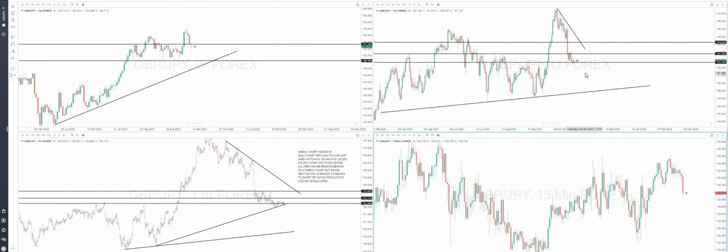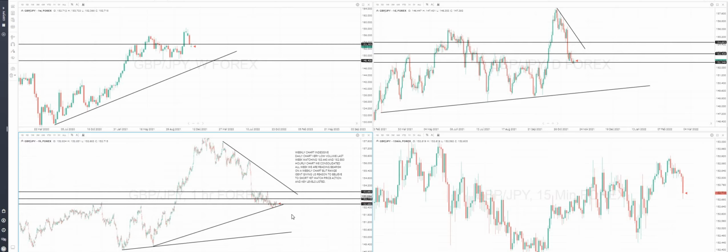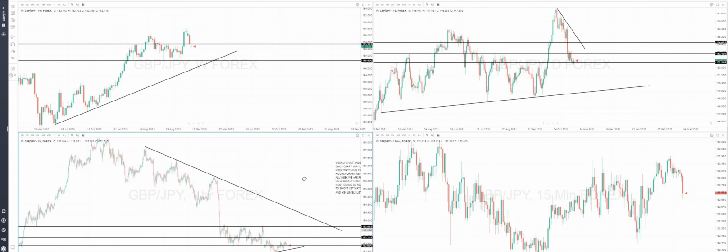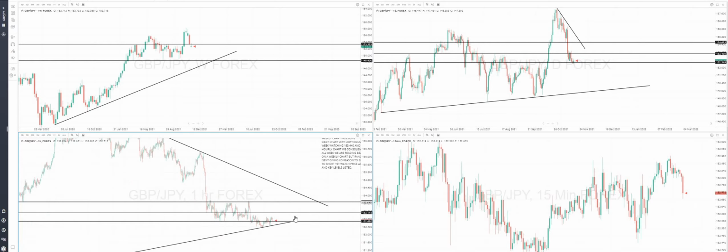So you could play with these levels and just kind of play it by day, but keep in mind that we are in a ranging market. Take 1-to-1 trades, go for 10 pips, 20 pips, whatever. But you just want to basically look at these key levels and react to what you see, because we're in this range.